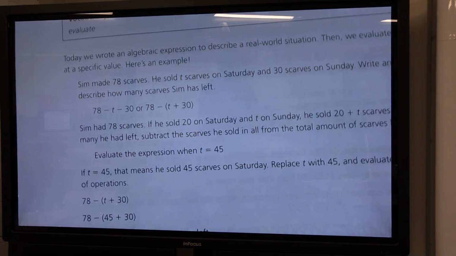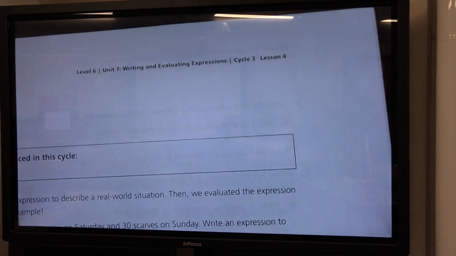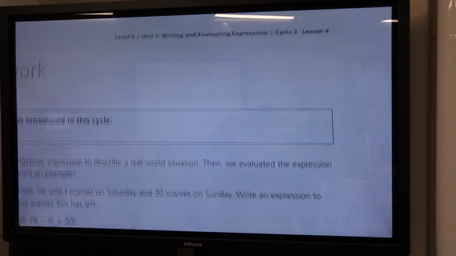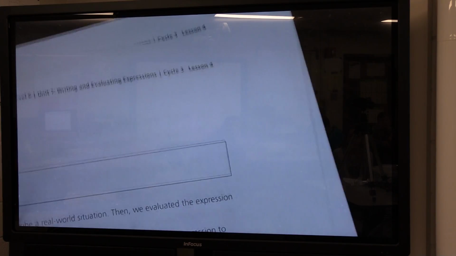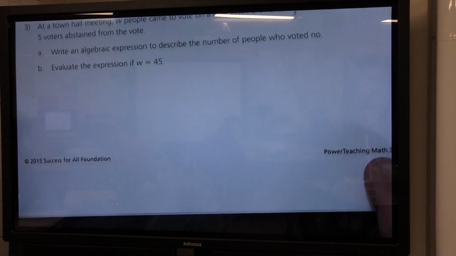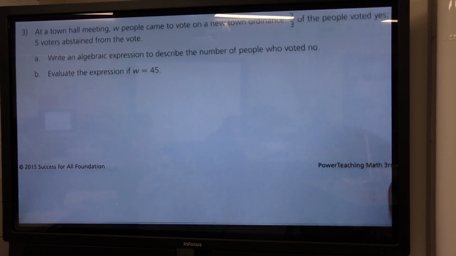Okay, some of my students today were saying that they had trouble with an item on their homework sheet. This homework sheet happens to be Cycle 3, Lesson 4 of Unit 7, and this is number 3 down here. I'm going to get a clean piece of paper, that way I can do the work without showing the work I've already done with a previous class. Okay, so here is the item.